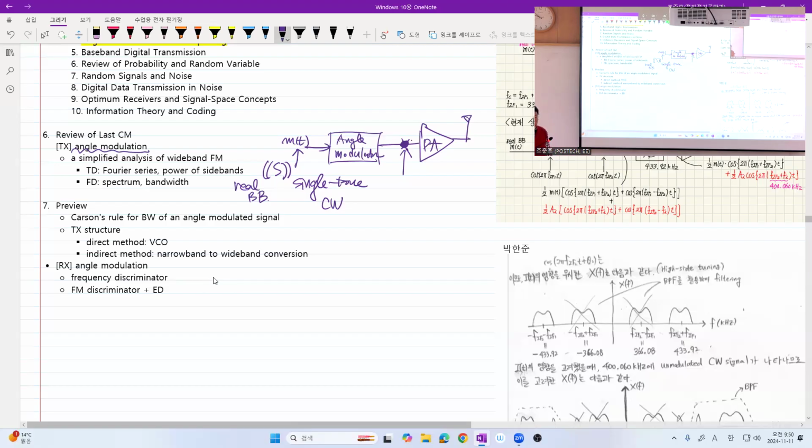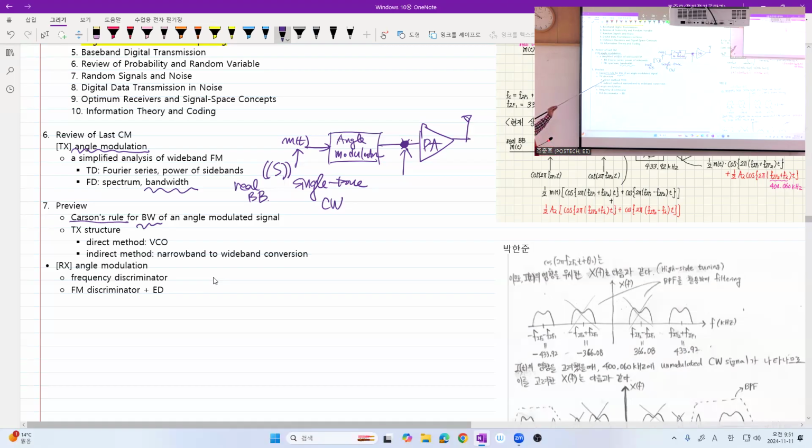In the frequency domain, as I just told you, we have delta functions, and the bandwidth is given by Carson's rule, as we will see today in depth. Carson's rule provides the idea of bandwidth, of course, a very rough, approximate bandwidth of an angle modulated signal.